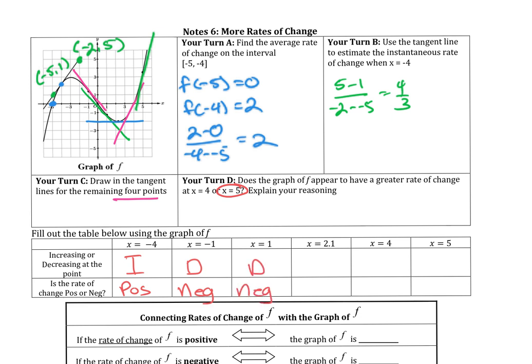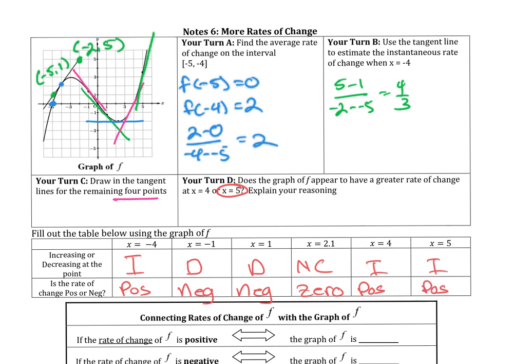At 2.1, that is kind of a trick question here, because I see I have a horizontal line, which means that it's not increasing or decreasing. There actually is no change here. I'm just going to put a no change. And we have a rate of change that is actually 0. It's not positive or negative. And then we already talked about at 4 and 5 that they're both increasing. And because they're both increasing, we also have a positive rate of change for those as well.